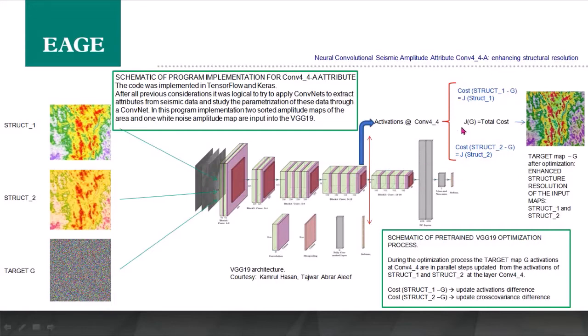A third cost function is the total cost and is the sum of cost struct1g and cost struct2g. The total cost after optimization produces the final target map G, which is the enhanced structure resolution of the input maps struct1 and struct2.